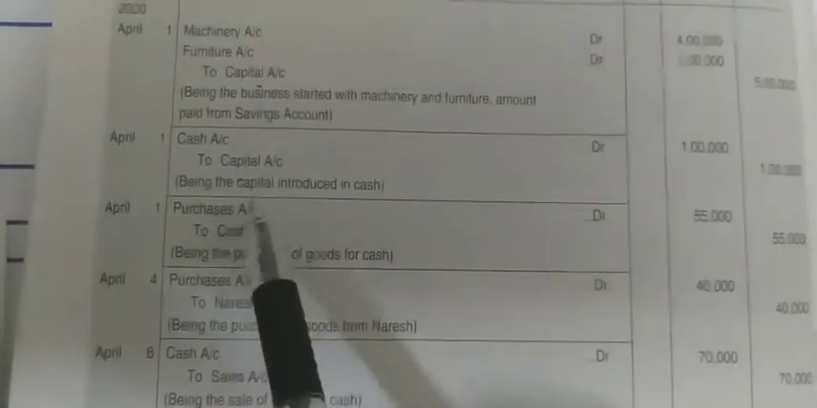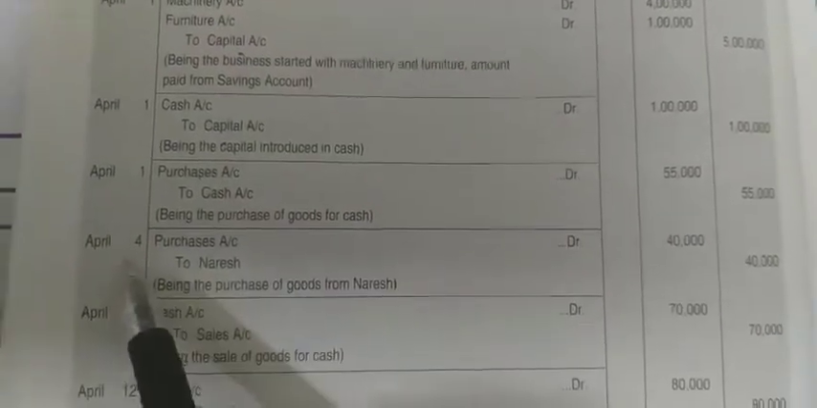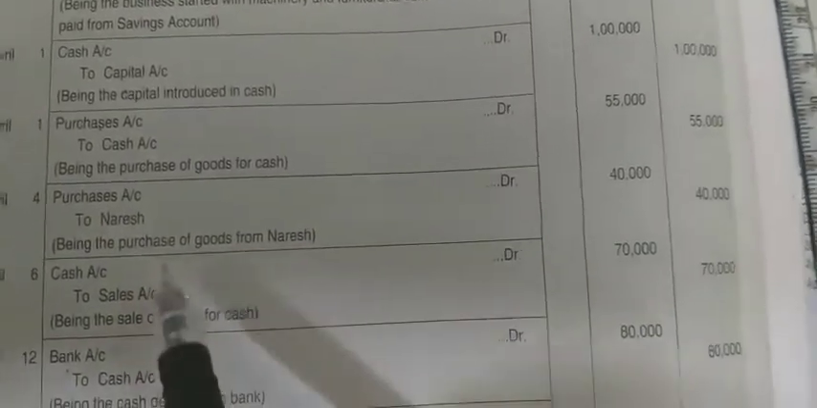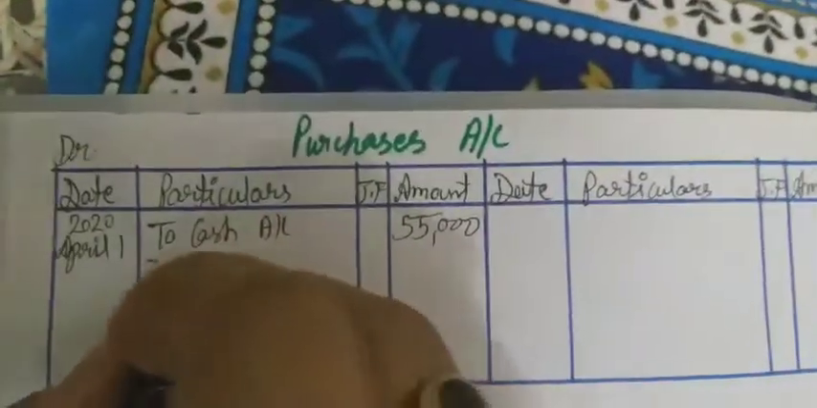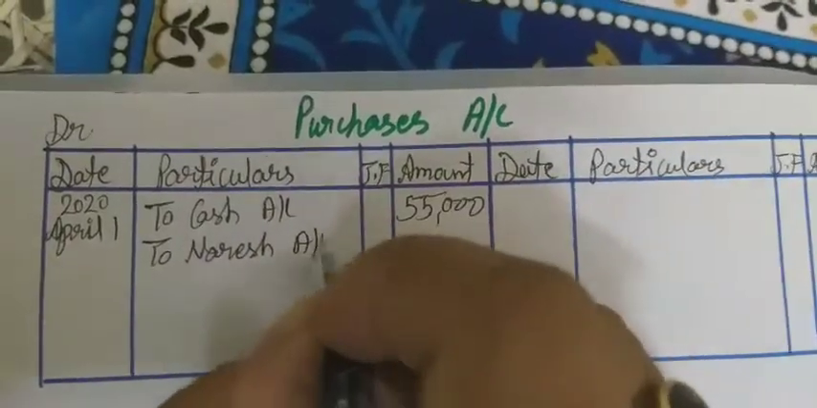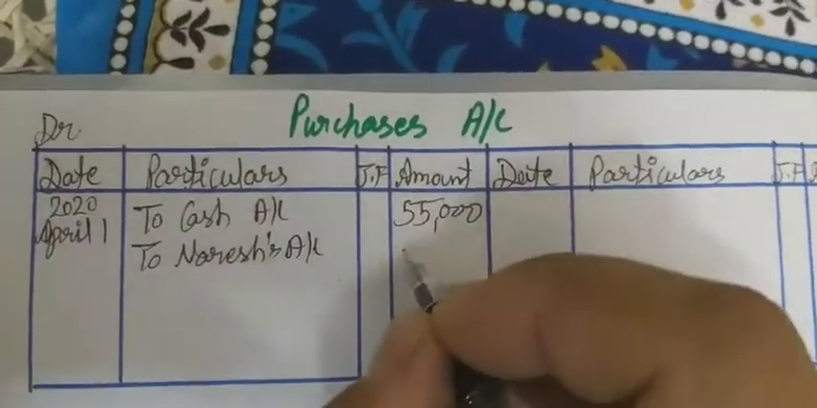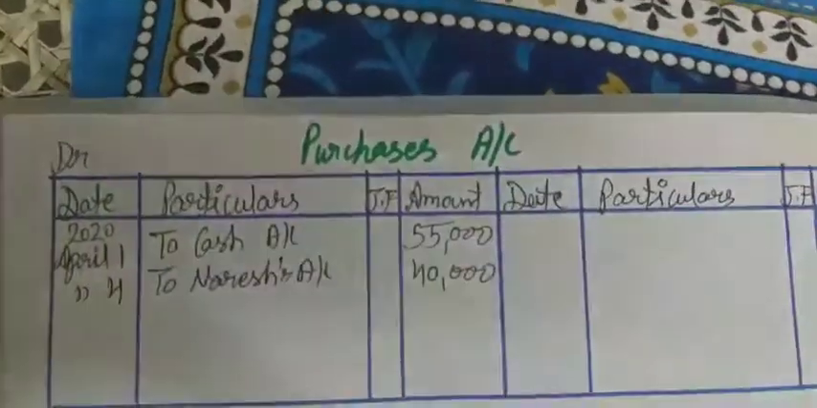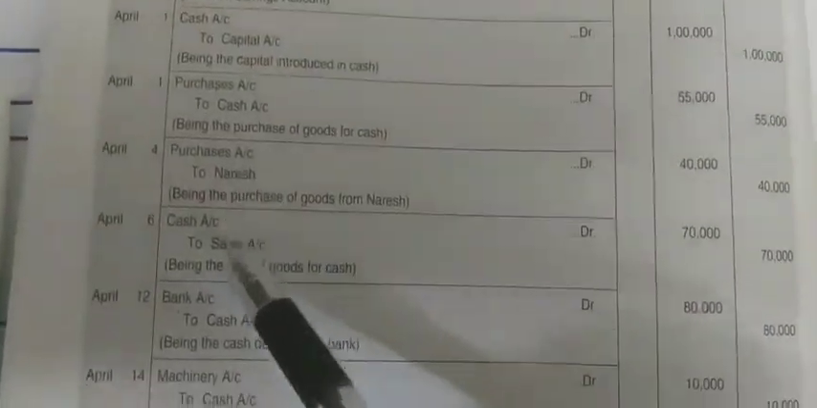Is there any other transaction with the purchase? Yes. On April 4th, there is a purchase from Naresh, that is of rupees 40,000. So to Naresh account, 40,000 rupees, on April 4th. Okay, is there a next transaction related to purchase? No transaction is there related to the purchase account.